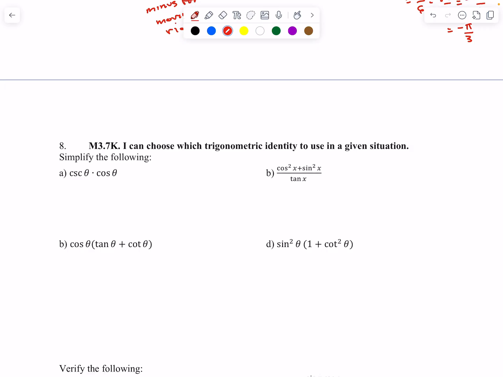Okay, 3.7k, which trig identity to use? Okay, so this is the second unit exam stuff. I'll say unit assessment. And I'll put it on a second video.